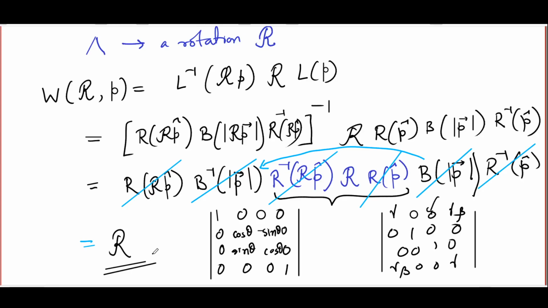Note that this is the reason why we had chosen L of P to have the particular form that we did, and we included the R inverse P hat at the back. This is the other reason for that, which we had mentioned a while ago. It makes the proof that the little group element for a rotation is the same rotation much easier to carry out.